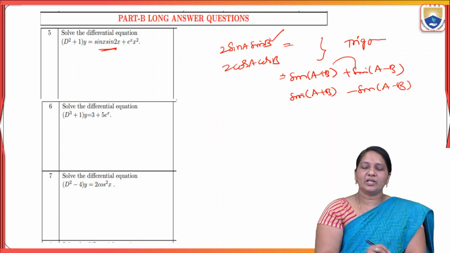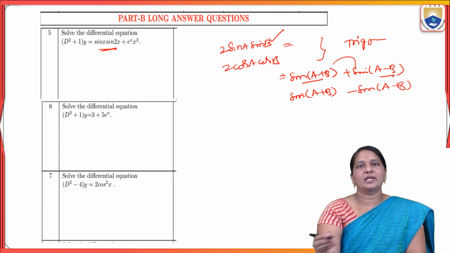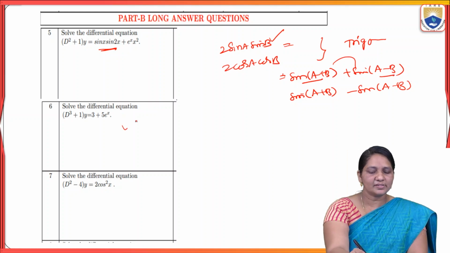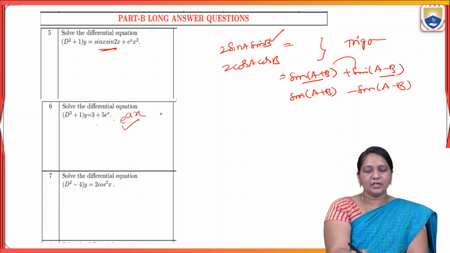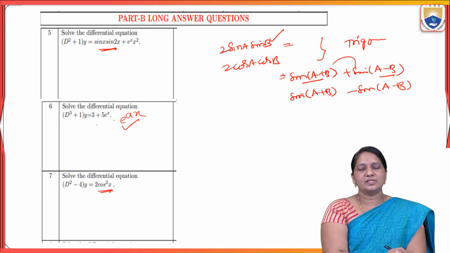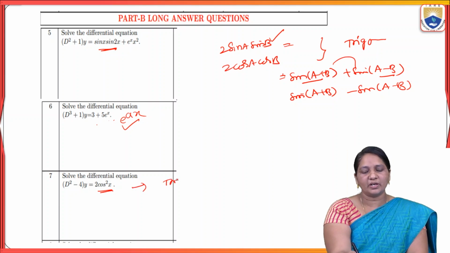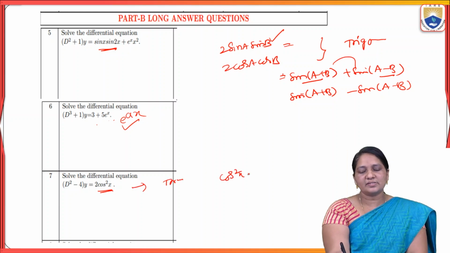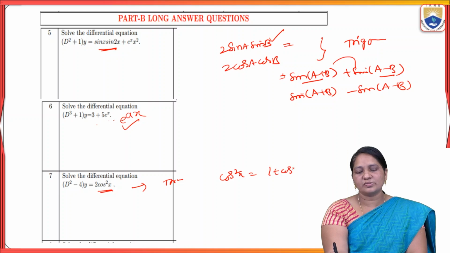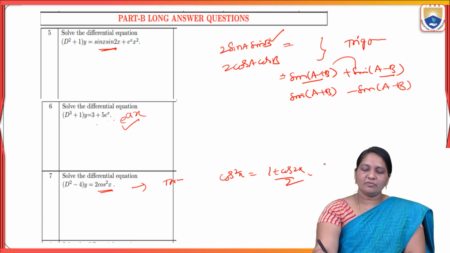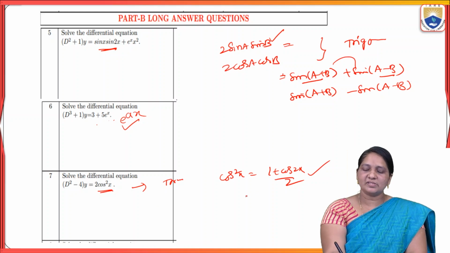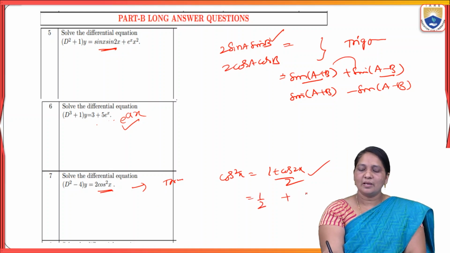So after then, we can apply the formula of sin ax. So here in the same way, we are having 3 plus 5 into e power x. So e power x form we can calculate. So here cos square x is there. Here also we have to use the trigonometric formula. So cos square x equal to 1 plus cos 2x by 2. So here 1 plus cos 2x by 2, if you replace here, 1 by 2 is the constant, plus 1 by 2 into cos 2x.